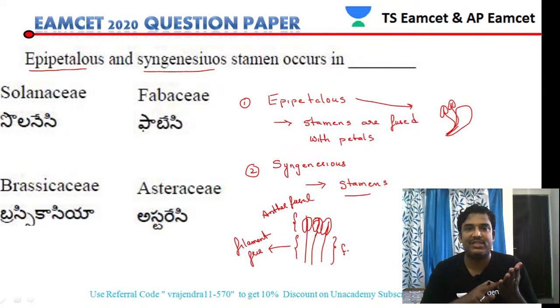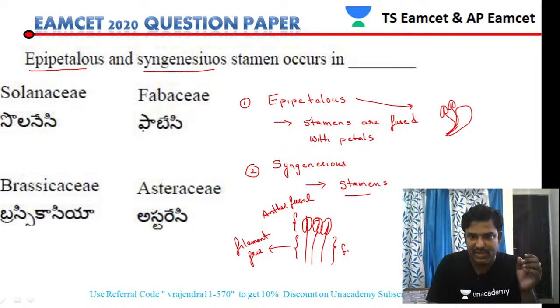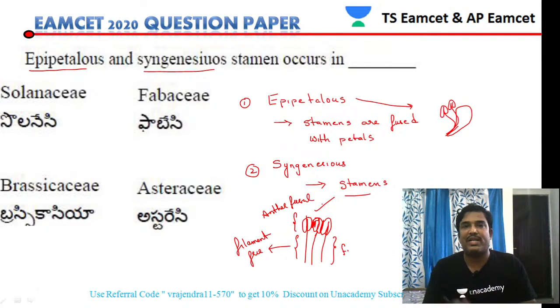So both the epipetalous condition and the syngenous condition are with respect to the androecium, that is, the stamens, no doubt about it. The epipetalous condition is when the stamens in the flower are attached to the petals of the flower. Then what is the syngenous condition? In a bunch of stamens, the anthers are fused. You can see here the anthers are fused, attached to one another, and the filaments are free. Such a condition is called syngenous.